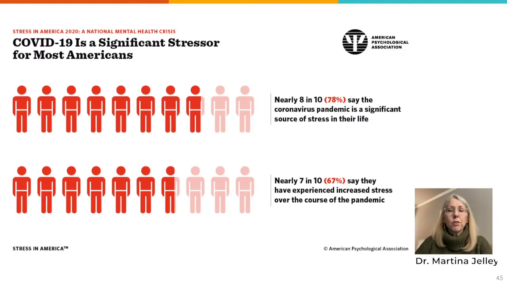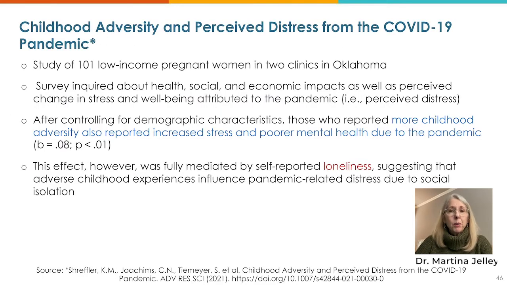Now we've got the pandemic, and you've heard about all of the health effects of that. COVID is certainly a significant stressor, and even more so potentially for patients that are already stressed out with their ongoing childhood trauma. So there's not a lot of research out there yet about this, but there is this one study from a group here in Oklahoma that looked at low-income pregnant women. And they asked them about their health, their social and economic impacts, as well as perceived change in stress and well-being attributed to the pandemic. And they did this just last year after the pandemic got started. So they controlled for demographics, and they found that those who reported more childhood adversity also reported increased stress and poorer mental health due to the pandemic.